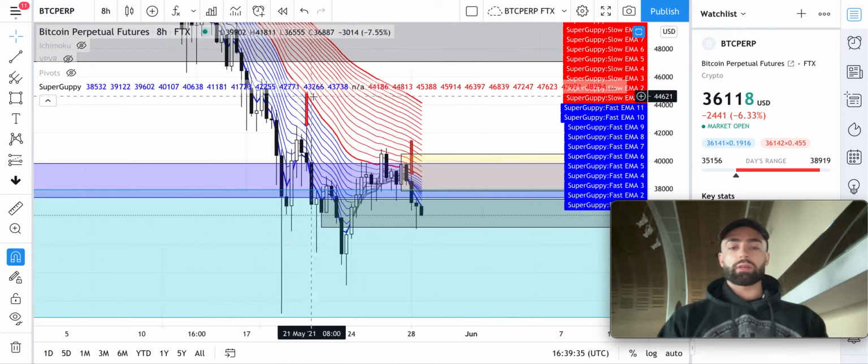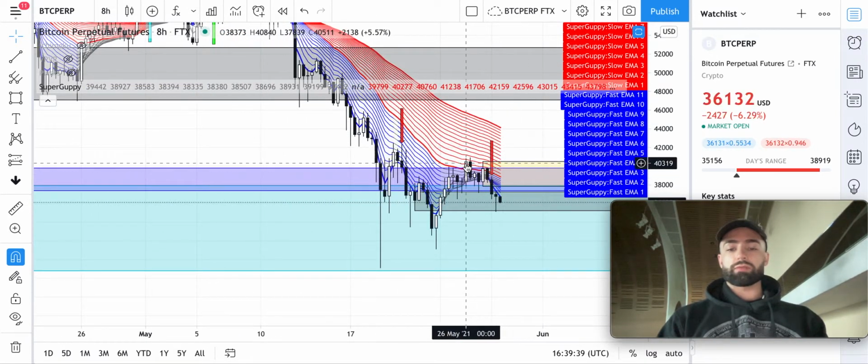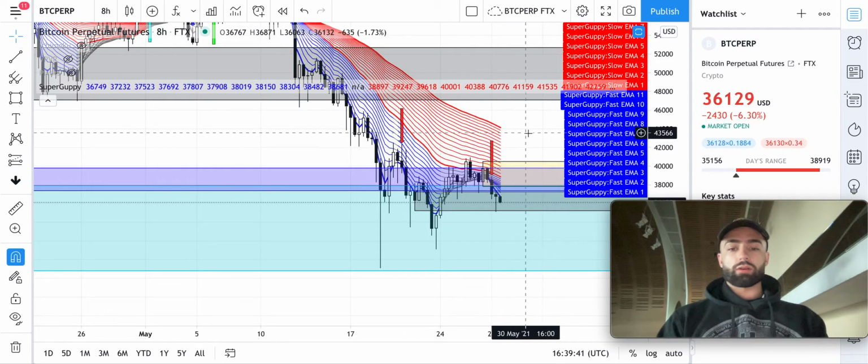If we look at the super guppy on this time frame, this is the first time it has tested the longer term EMAs.